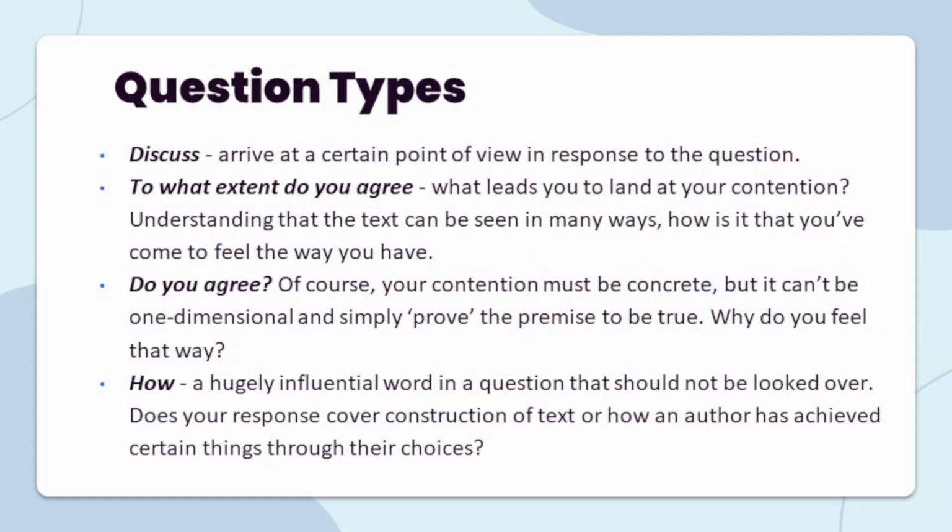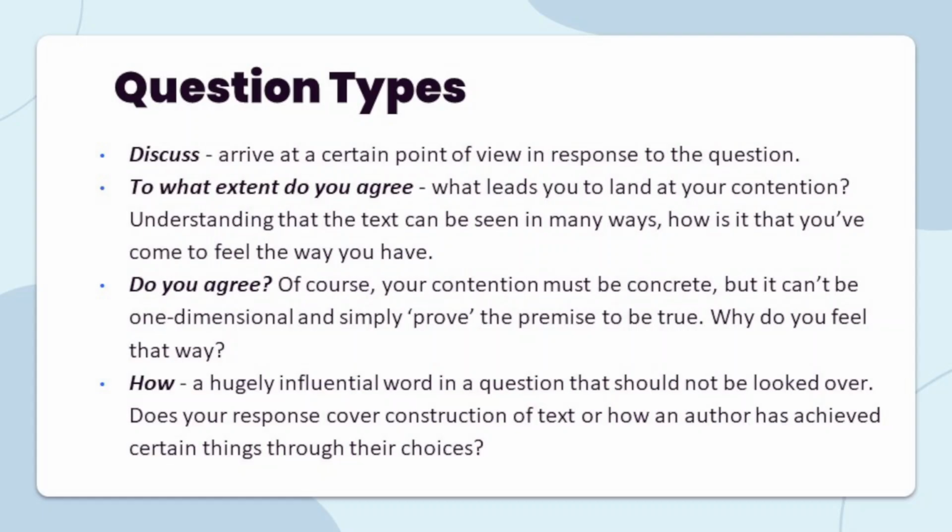And then how is a word in a question that shouldn't be looked over. It's about whether your response covers the construction of the text and how an author has achieved certain things through their choices. So if you get a how question, you have to be talking about how the author does this thing.